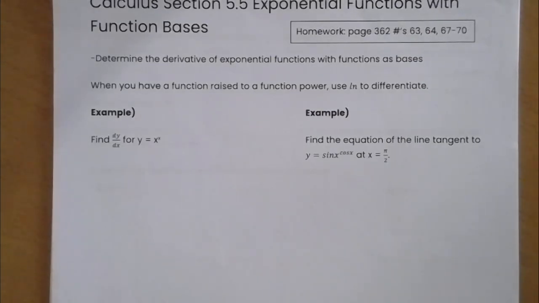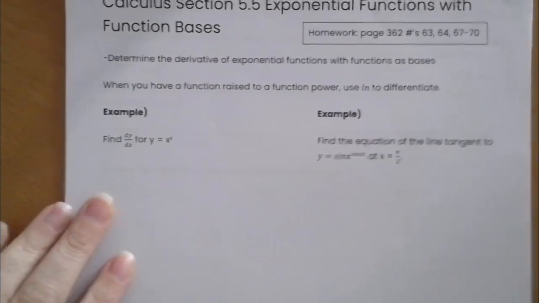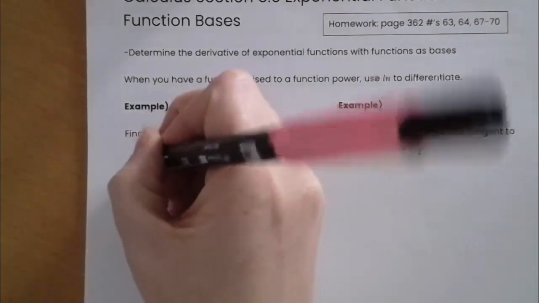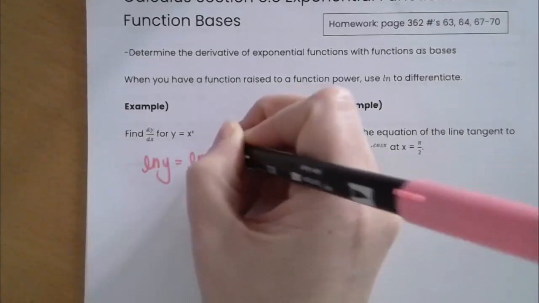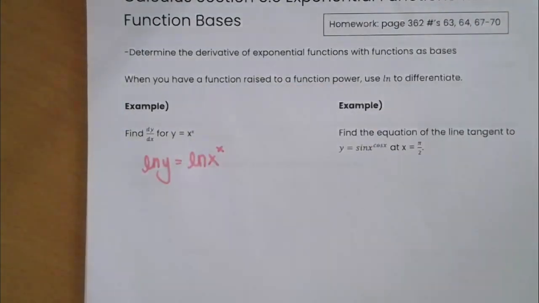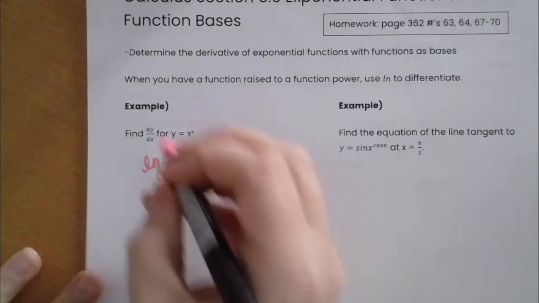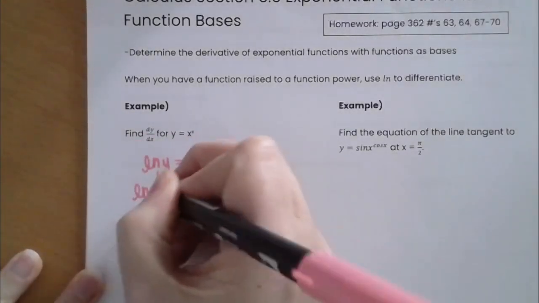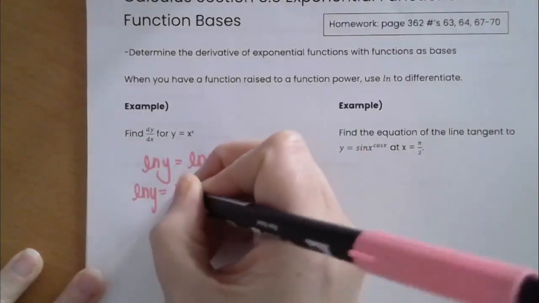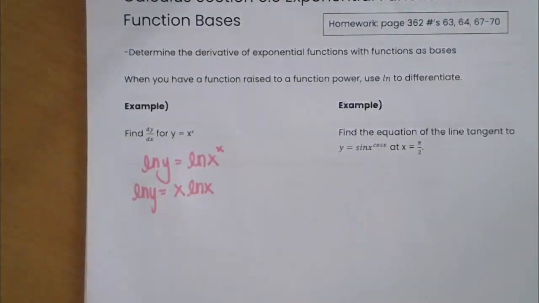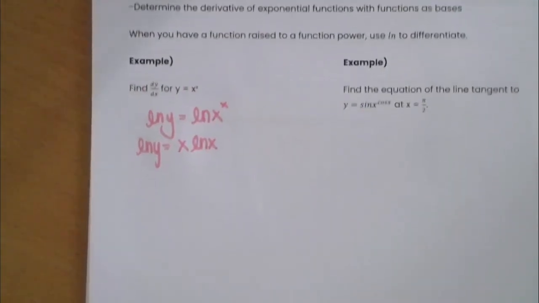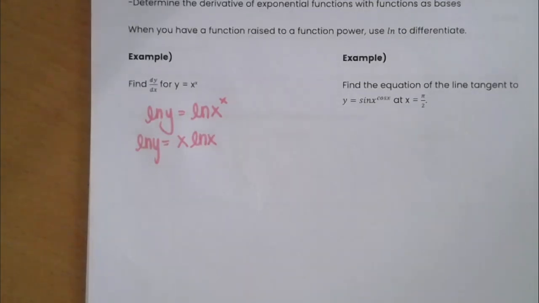When we have a function raised to a function power, we're going to use the natural log to differentiate. So first step on this first example, we're going to take the natural log of both sides. So natural log of y equals the natural log of x to the power of x. Now with power rules, we can say that this is also equal to the natural log of y equal to x times the natural log of x, because we can bring that power in front using our natural log power rule.